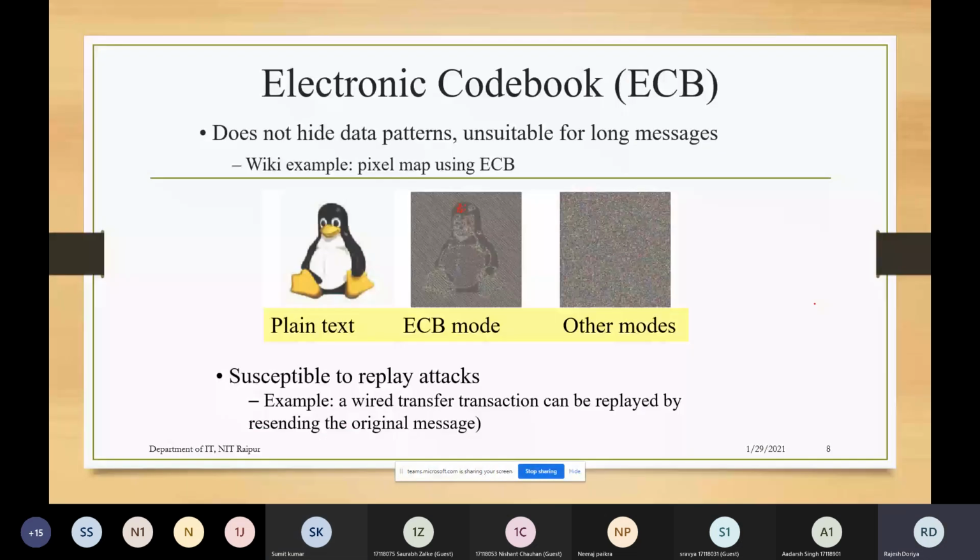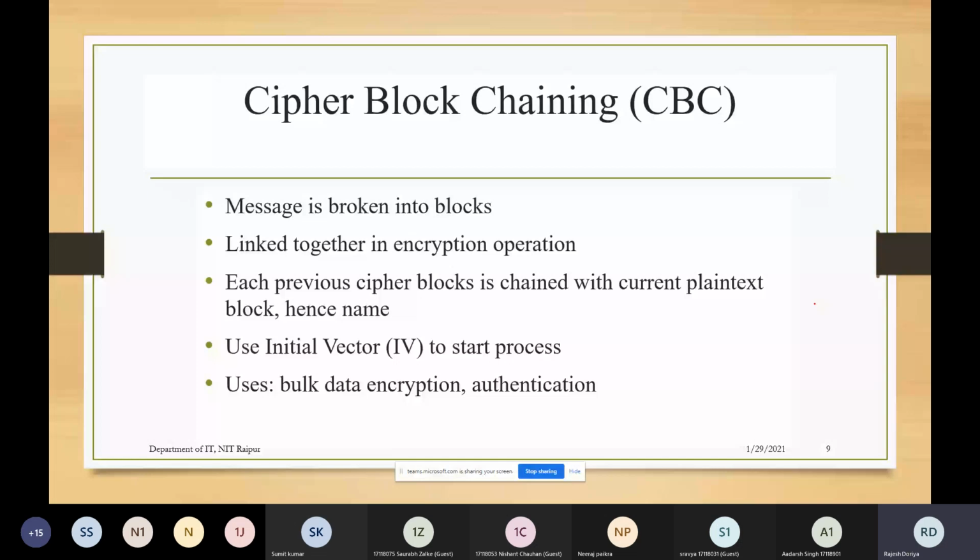Okay, now the next mode of operation is cipher block chaining, CBC. Again, in this particular mode, the message is broken into a number of blocks, and this time these blocks are linked together in the encryption operation. Each previous cipher block is chained with the current plaintext block, and therefore it has been named cipher block chaining. It makes use of one initial vector called IV to start the process, and it can be used for bulk data encryption and authentication applications.